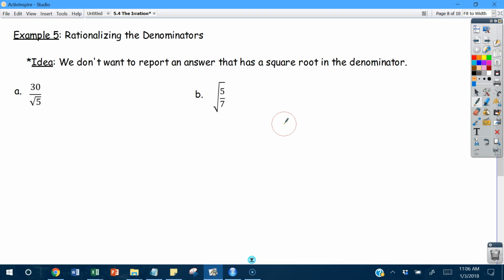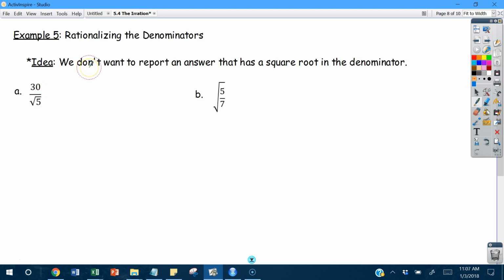The last thing in this section is what's called rationalizing. And rationalizing is a process that ensures that when we report our final answer, when we're talking about radicals, we don't have any sort of radicals or square roots or anything in the denominator. So for example, in letter A, we have a square root of 5 in the denominator, and it's just kind of convenient to not have that. And so there's a way to get around that, and it's not a terrible thing to do.